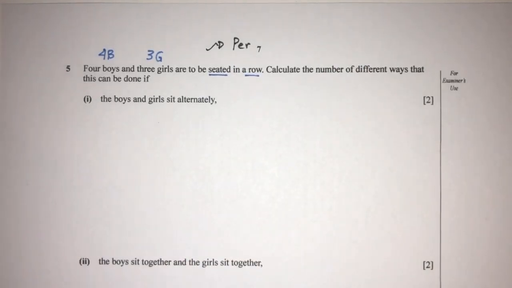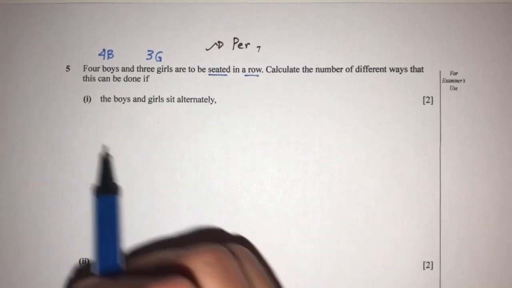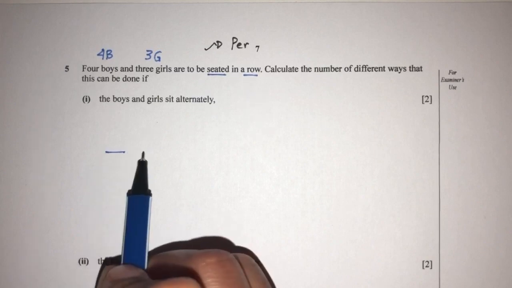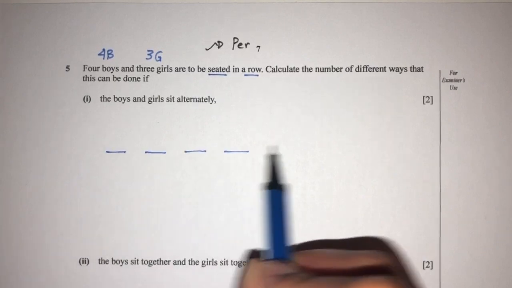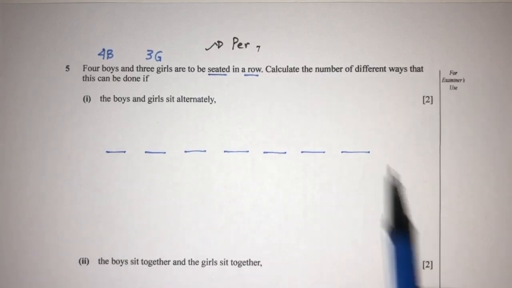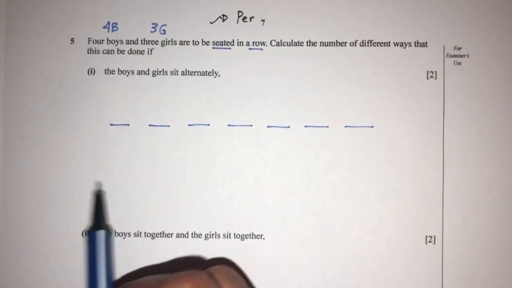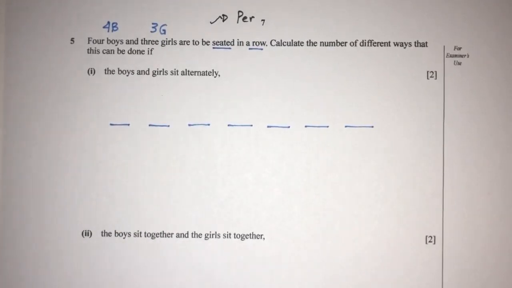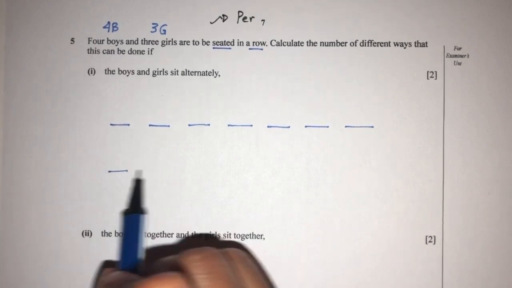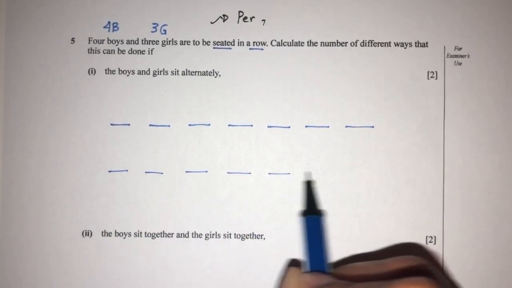Now, let's see what is possible. In total, we have 7 people. So let's put 7 spaces. 1, 2, 3, 4, 5, 6, 7. Now, we have 2 ways to think about this problem. Sorry about that, let me write this again. 1, 2, 3, 4, 5, 6, 7.